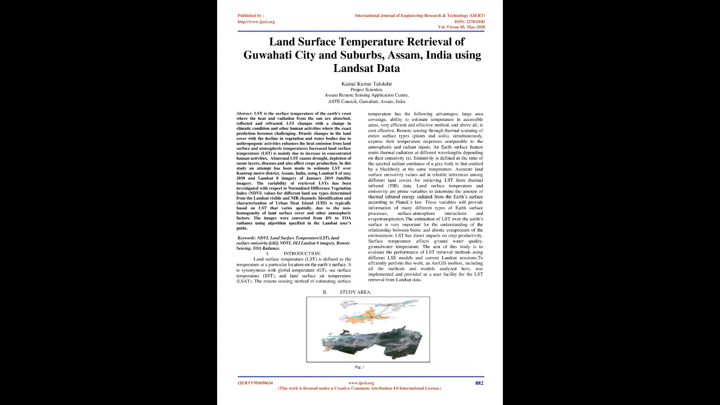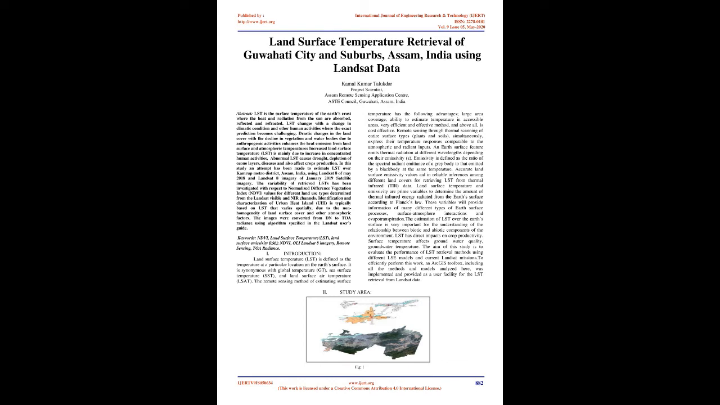In this study an attempt has been made to estimate LST over Kamrup Metro District, Assam, India, using Landsat 8 imagery of May 2018 and Landsat 8 imagery of January 2019. The variability of retrieved LSTs has been investigated with respect to Normalized Difference Vegetation Index, NDVI, values for different land use types determined from the Landsat visible and near infrared channels.